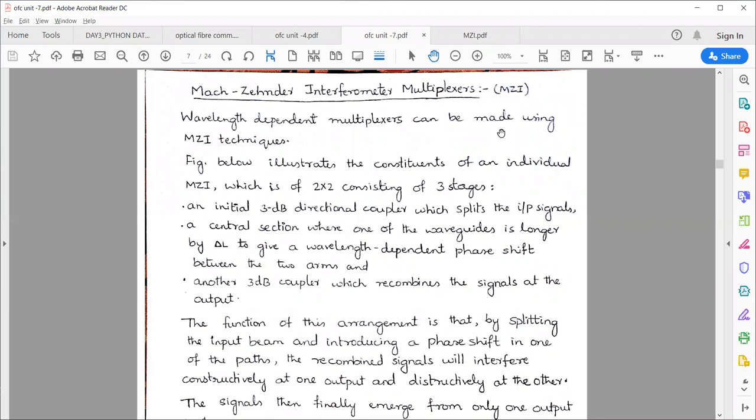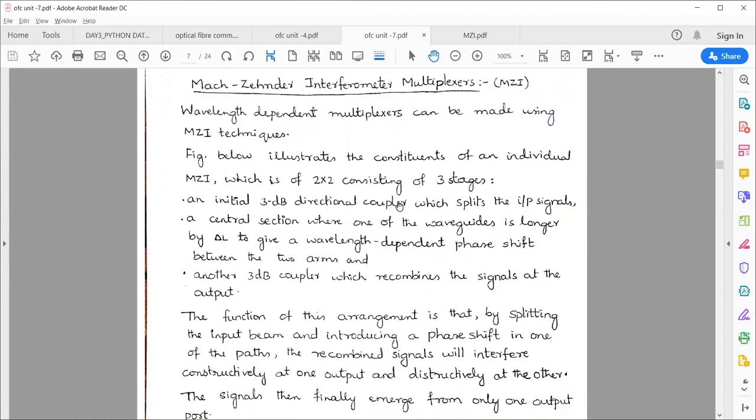If a light beam is passed through a slit, the light beams are going to interfere constructively at some point and destructively at some other point. The same concept is used here in order to construct an optical device called the Mach-Zehnder interferometer multiplexer. The construction of this multiplexer is as shown in the diagram below.